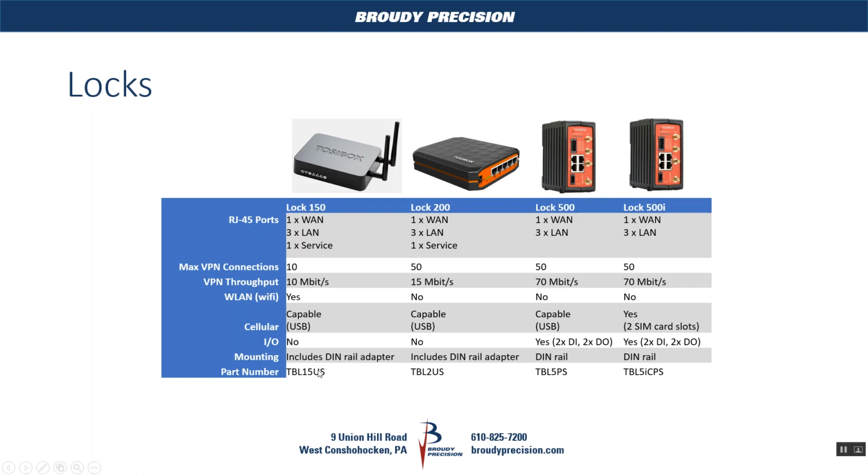Difference with the 150 is that it's got built-in Wi-Fi, you can see here, and that gives us some additional options. All of the locks are capable of cellular using the USB ports that are built in, but the 500i, as I said before, has the modem built in. You just have to supply it with SIM cards to get you onto your carrier's network. The 150 and the 200 have DIN rail adapters that come in the box, so you can put them on DIN rail, but natively they don't have that DIN rail adapter built into them. The 500 and the 500i do. So that is the locks.